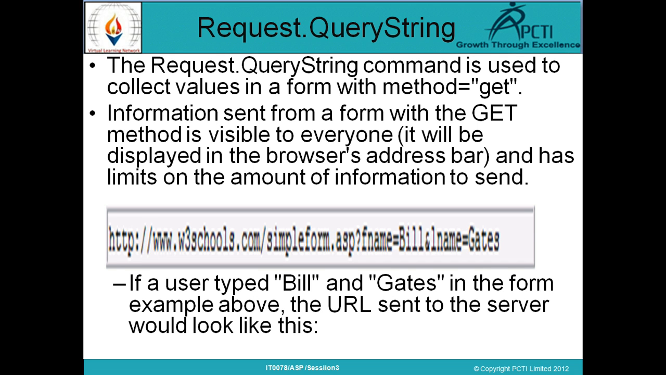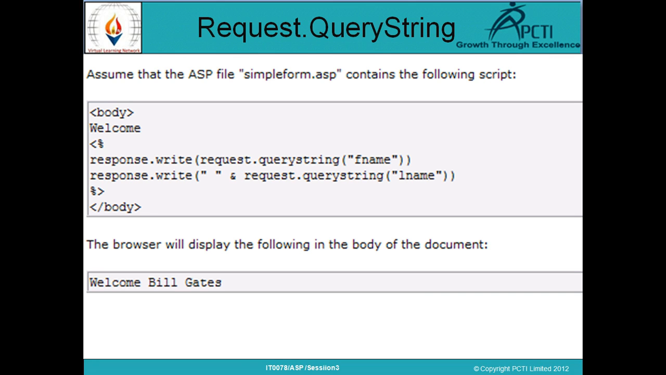ठीक है? रिक्वेस्ट ऑब्जेक्ट को यूज करने का तरीका क्या है कि here what we do is we read whatever is sent with the help of get and post. सो गेट से जो भेजा गया है उसको request.query स्ट्रिंग से रीड किया जाता है और जो पोस्ट से भेजा गया है उसको request.form से यूज किया जाता है. ठीक है? I'd like to show you something.